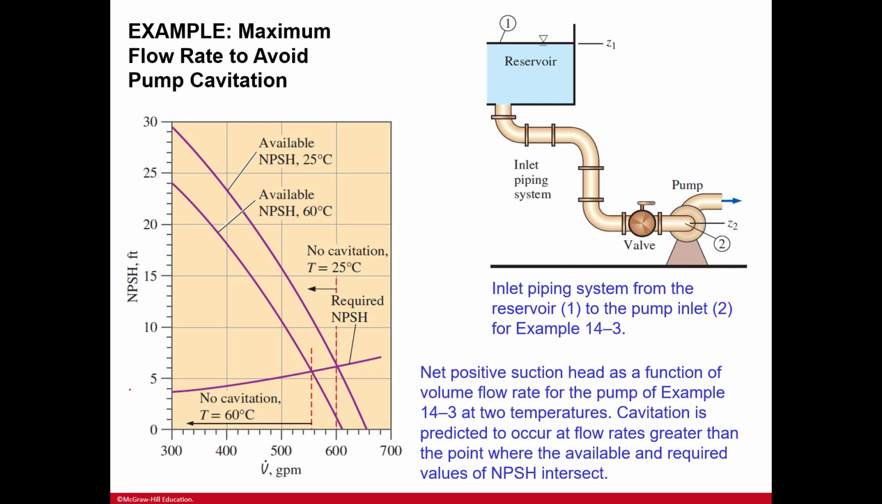Here's an example of the maximum flow rate to avoid cavitation, pump cavitation. So, net positive suction head as a function of the volume flow rate for a pump. At 2 temperatures, the cavitation is predicted to occur at flow rates greater than the point where the available and required values of the net positive suction head intersect.